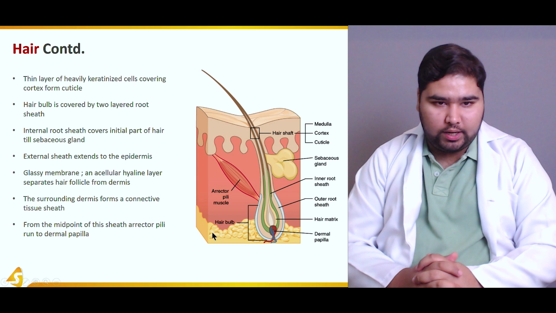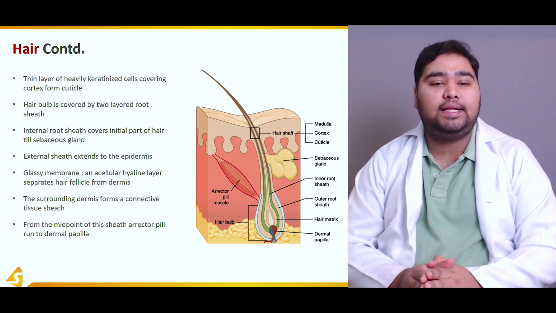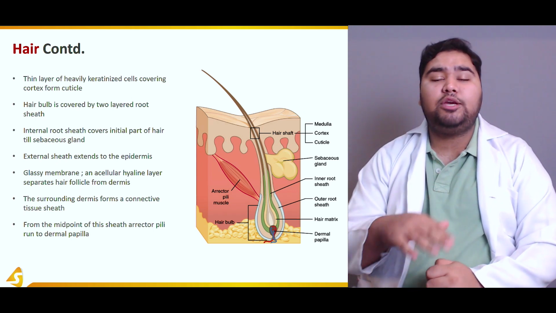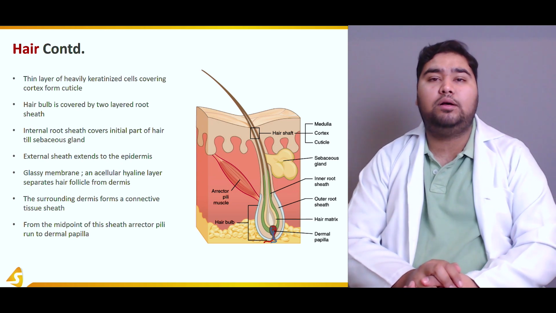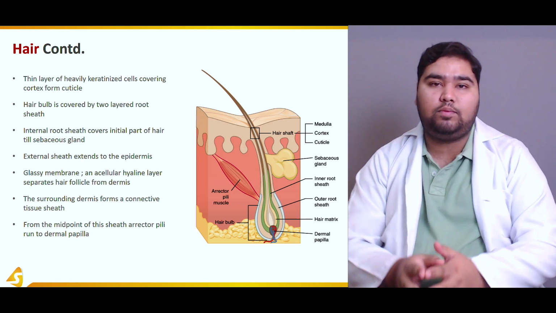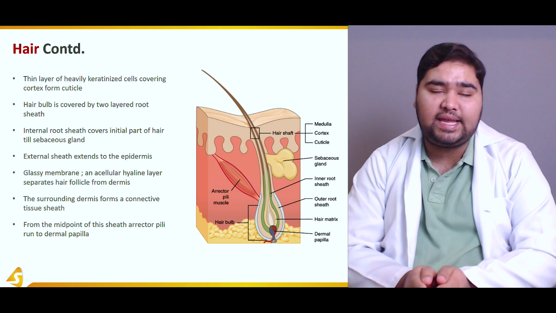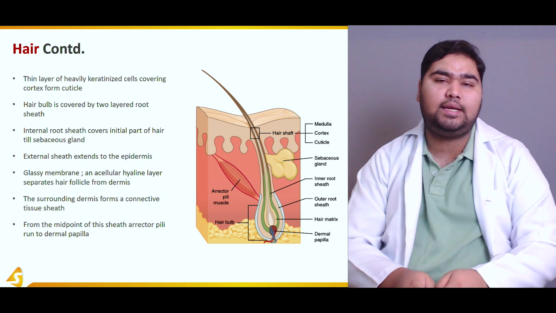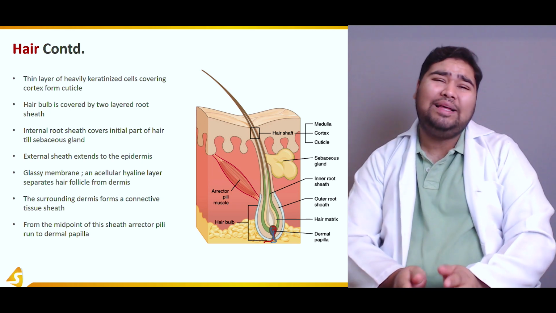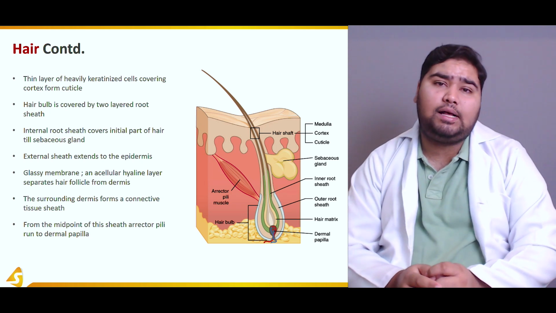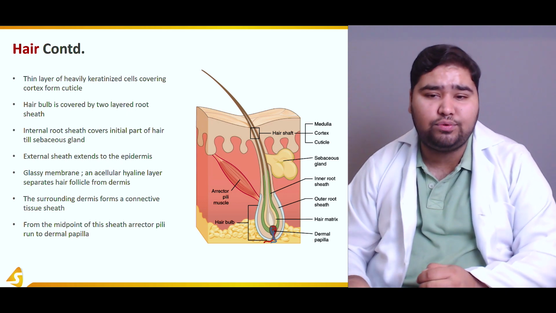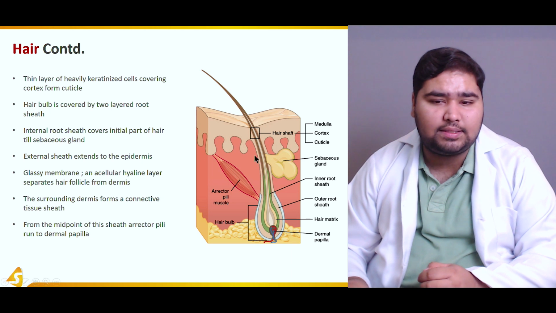Okay, moving on, there's a thin layer of heavily keratinized cells covering the cortex from the outside. This is known as the cuticle. You should consider the cuticle as the outermost layer of the hair. The deepest layer in the center is the medulla, which is moderately keratinized. Then we have the cortex, which is heavily keratinized, composed of fusiform cells. Then we have a thin layer of heavily keratinized cells covering this cortex. This outermost layer is known as the hair cuticle.